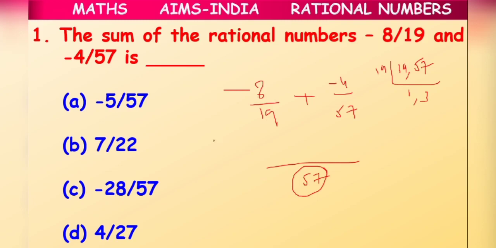So 19 3s are 57. 3 we have to multiply with 8, what will we get? 24. 3 8s are 24. Minus is there. 57 1 is 57. 1 4s are 4. Already we have the plus minus multiplied. Minus 4. Minus 24 minus 4 how much? Minus 28. So the answer is minus 28 by 57. This is the correct answer.